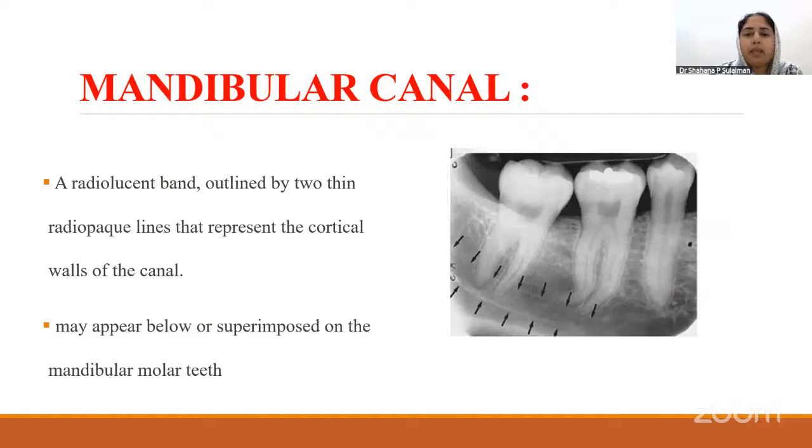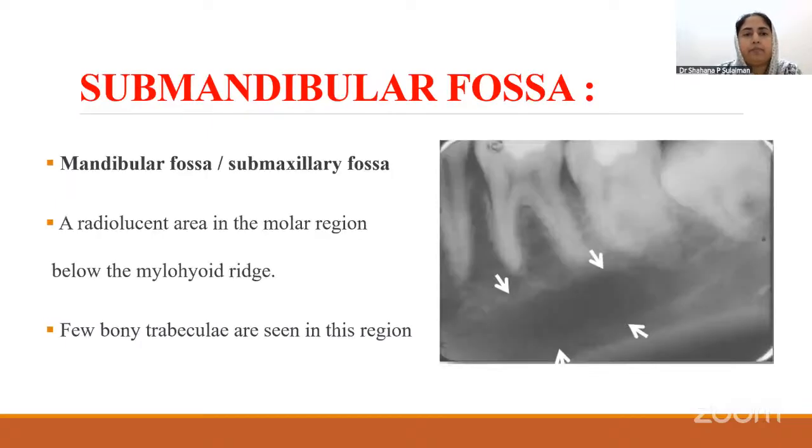Then we have the mandibular canal. The mandibular canal is seen as a radiolucent band below the apex of the mandibular molar teeth, and it has a radiopaque line on either side, which is the superior and the inferior border of the mandibular canal. It is through this that the mandibular nerves and vessels travel. It opens from the mandibular foramen and ends in the mental foramen.